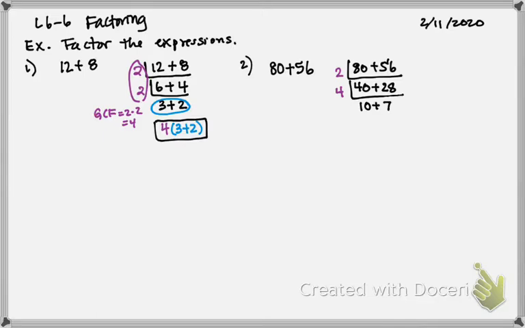I'm going to go ahead and take these vertical factors, and when I multiply them, they're going to be my GCF. And 2 times 4 equals 8. So I have 8, and then I'm going to multiply it by the expression that's left over. So 10 plus 7. And that's that answer.